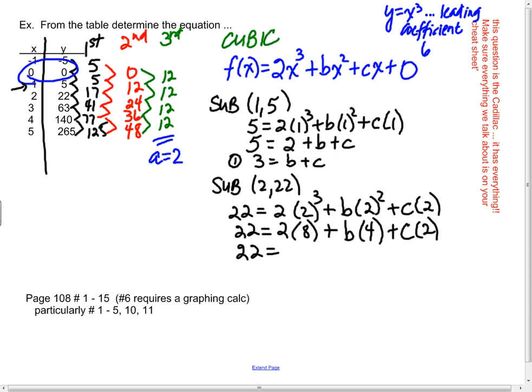22 equals 2 times 8 is 16 plus 4b plus 2c. Couple seconds more here. Going to subtract 16 from both sides. I'm going to get 6 equals 4b plus 2c. That's fine, and you can use that one. I'm just going to divide both sides by 2 just to make the numbers as small as possible. So 3 equals 2b plus c. I have 2 letters of the alphabet that I want to find a value for, b and c. And now I have 2 equations that will allow me to find their value.